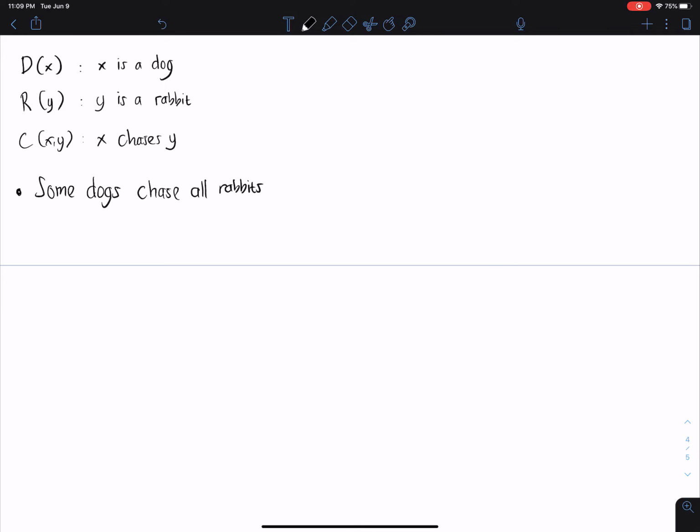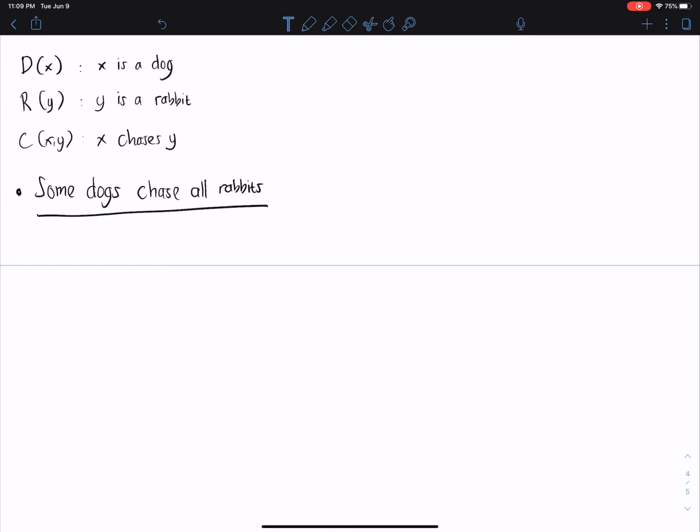Okay, so this is our next example. We have the verbal statement in here. Some dogs chase all rabbits. Okay, some dogs chase all rabbits.